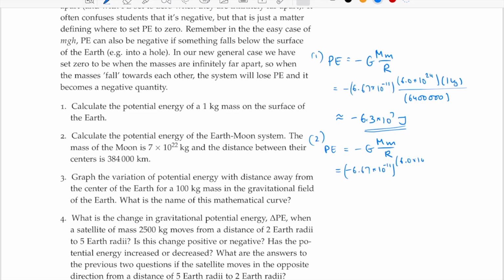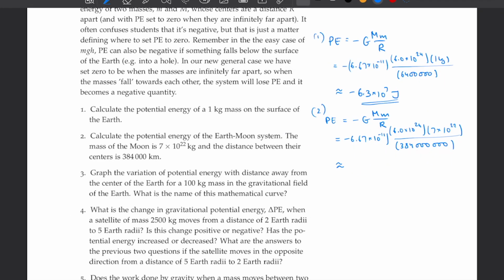Mass of the Earth, okay, mass of the moon. It says to use 7 × 10^22. The moon is roughly 100 times less massive than the Earth. And the distance between their centers, which is what we use, it's in kilometers, convert to meters, and remember again, don't square it. And the answer gives us negative 7.3 × 10^28 joules.